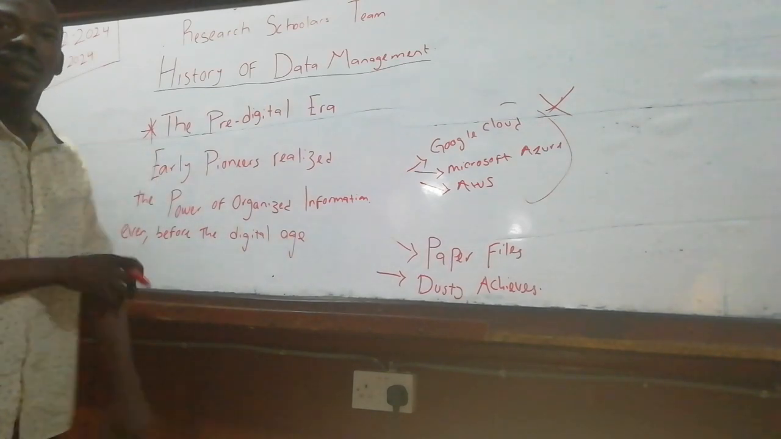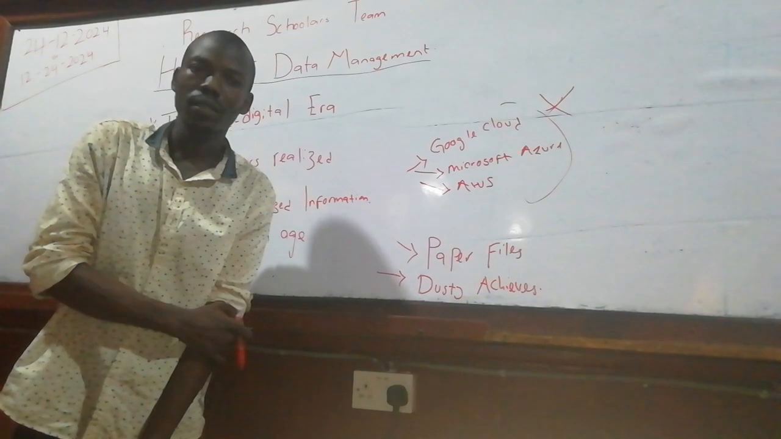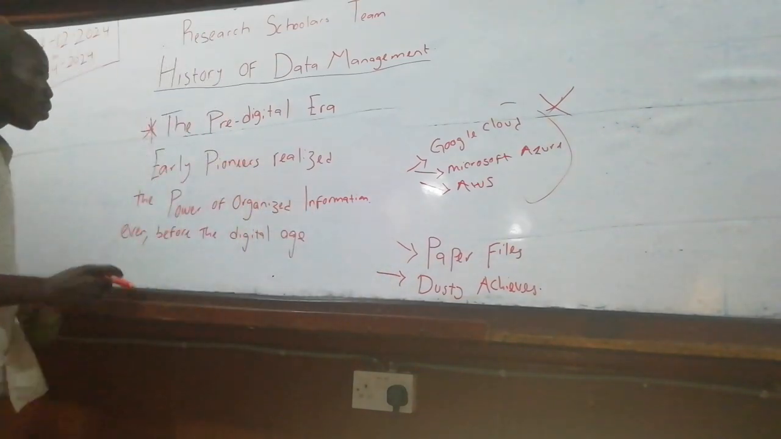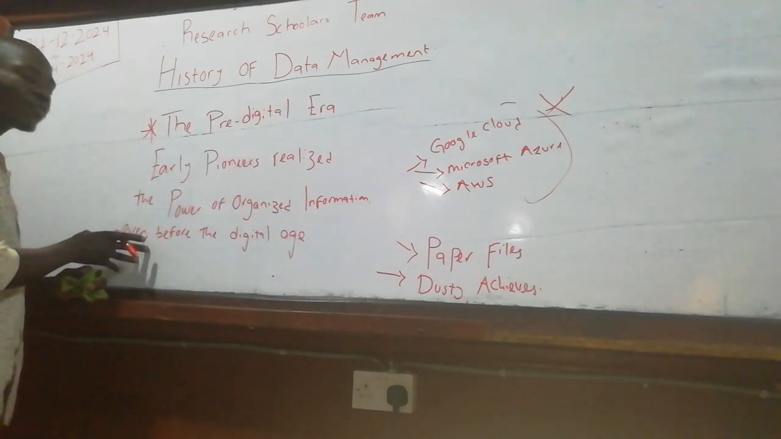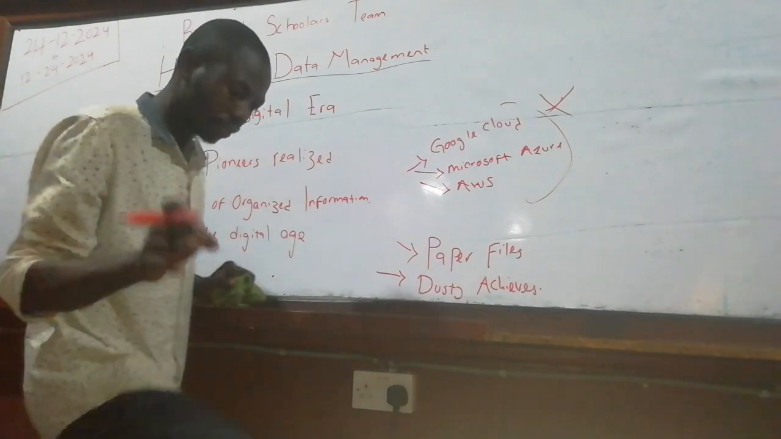Early pioneers, they were being proactive, being futuristic. So, what do they tell us? They realized the power of organized information even before the digital age. So, what we're trying to say is very simple here.